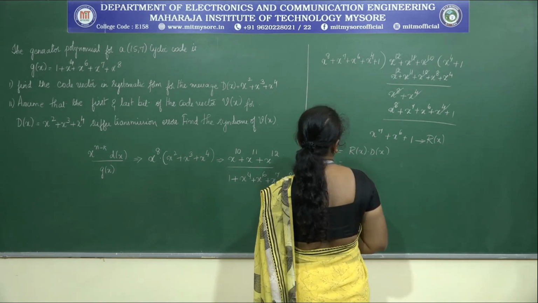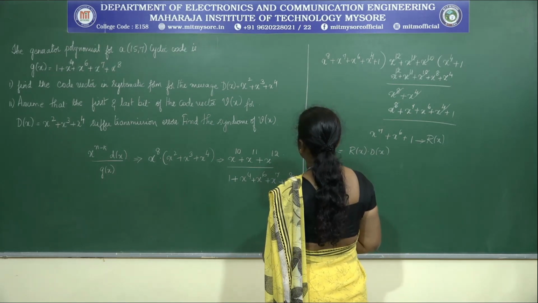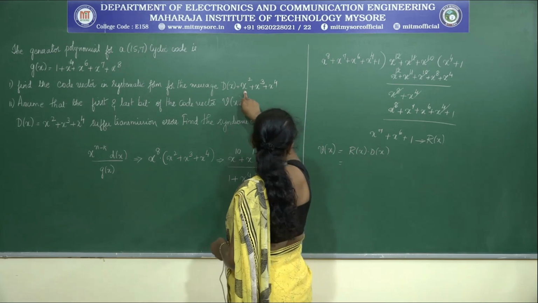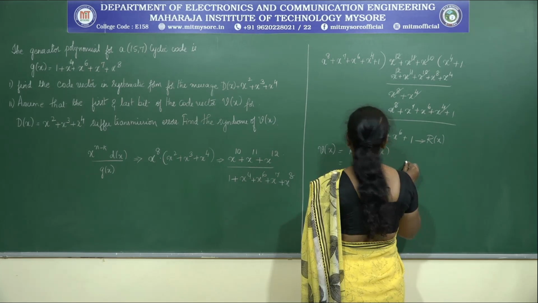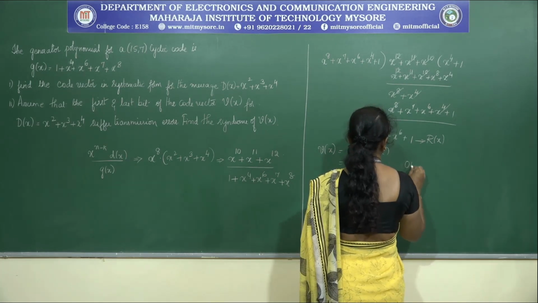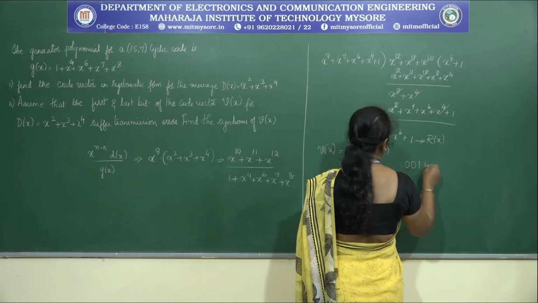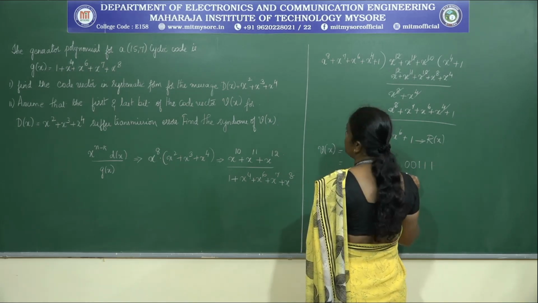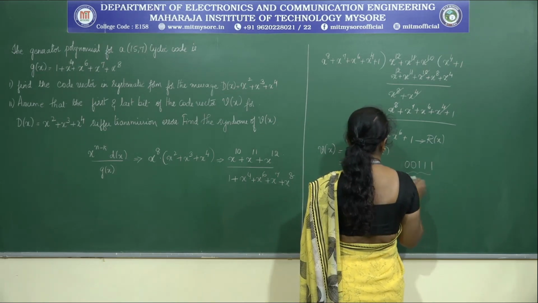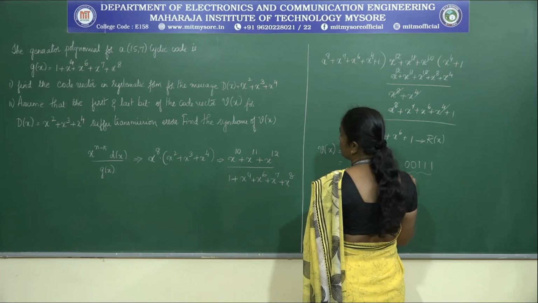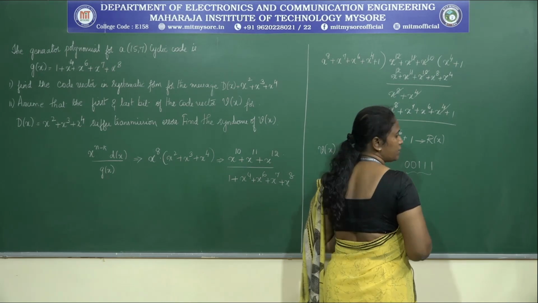So 15 bits means, your d of x is given as, we have x to the power of 0, that is 1, it is 0, 1 is also 0, so it is 2 and 3 and 4. So that means we have 5 bits of your d of x. So 5 bits means rest of the 10 bits should be your r of x.